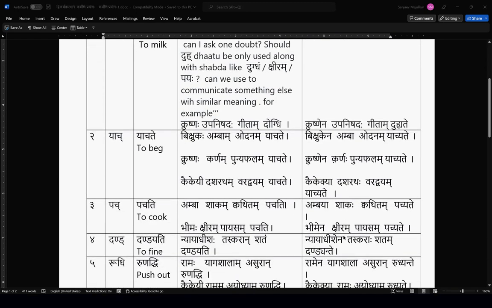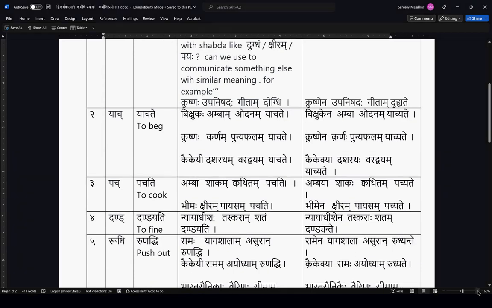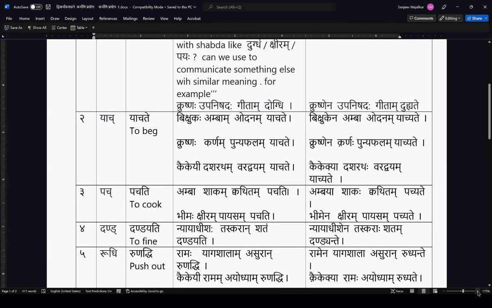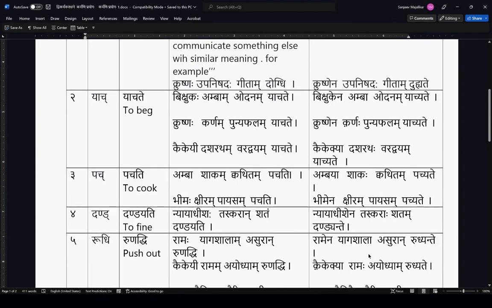Bhikshukena Amba. What do you think, Soumya Bhagini? Everything else correct here? Ilangovan Mahoday must have done it correctly. A beautiful example of Upanishad. Bhikshukah Ambam Odanam Yachate.